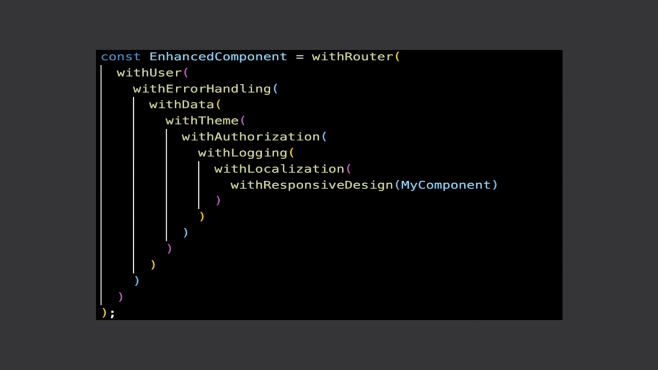This kind of deeply nested higher order component structure can make the code difficult to read and maintain, leading to the term wrapper hell. And this demonstrates how wrapping components in multiple higher order components can quickly become a mess.